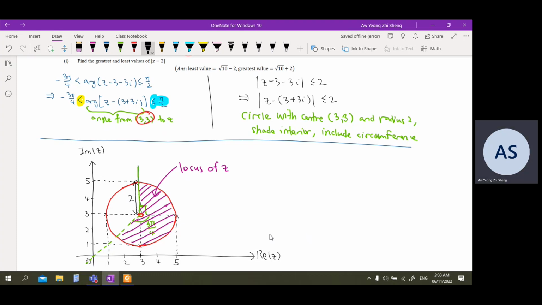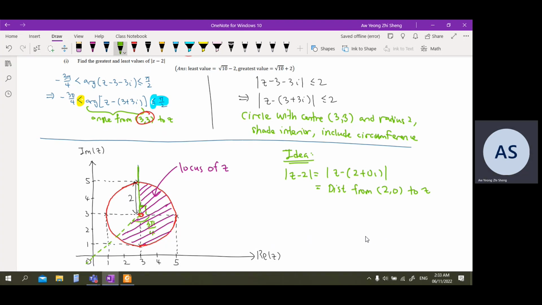And let's move on to part 1. Find the greatest and least values of modulus z minus 2. Okay, so let's talk about the idea first. What is modulus z minus 2? It is modulus of z minus 2 plus 0i. And its geometrical meaning is distance from point 2,0 to z. That's the meaning.